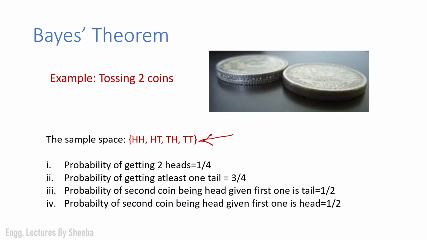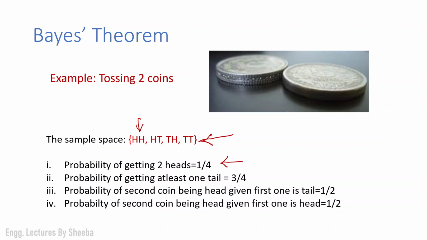What is the probability of getting two heads? You can see here how many events are present in the sample space: 1, 2, 3, 4, four events. Out of these 4 events, how many events have both heads? Only one. So what is the probability of getting two heads? It is 1 by 4.